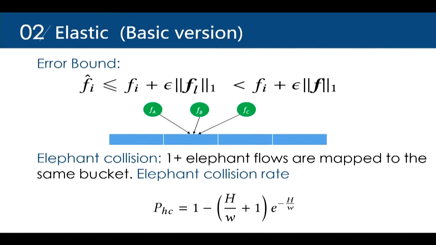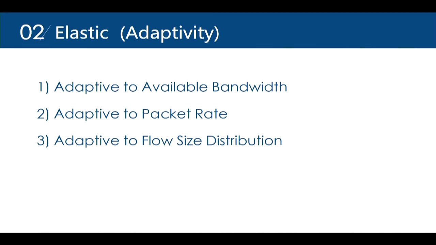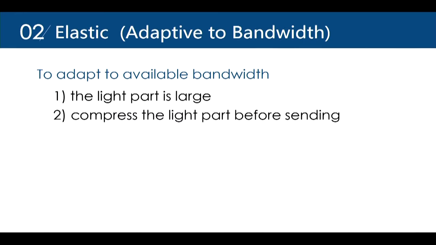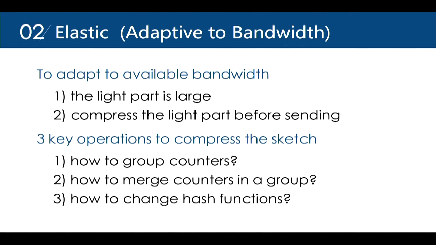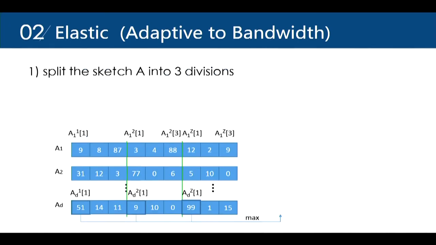Before that, we show how our basic version can be adaptive to the traffic characteristics. First, to adapt to the available bandwidth, we compress the light part because the light part is relatively large. There are three key operations. First, how to group counters, then how to merge counters, and third, how to change the hash functions.